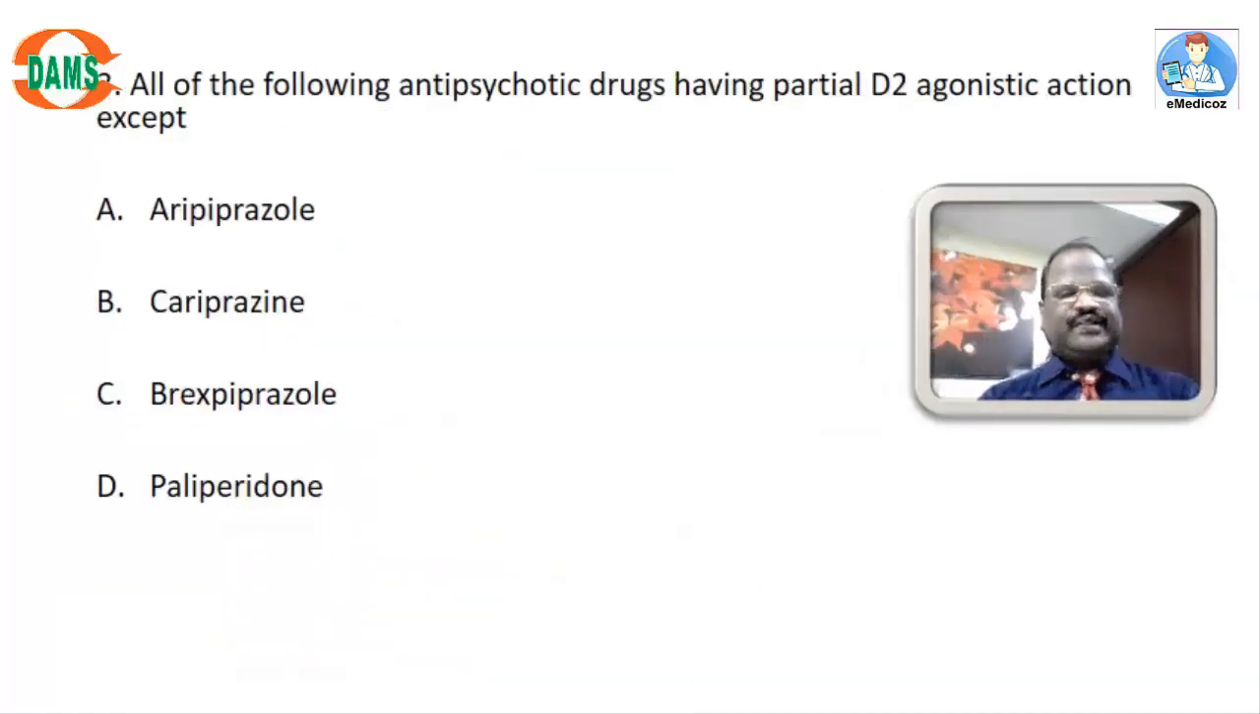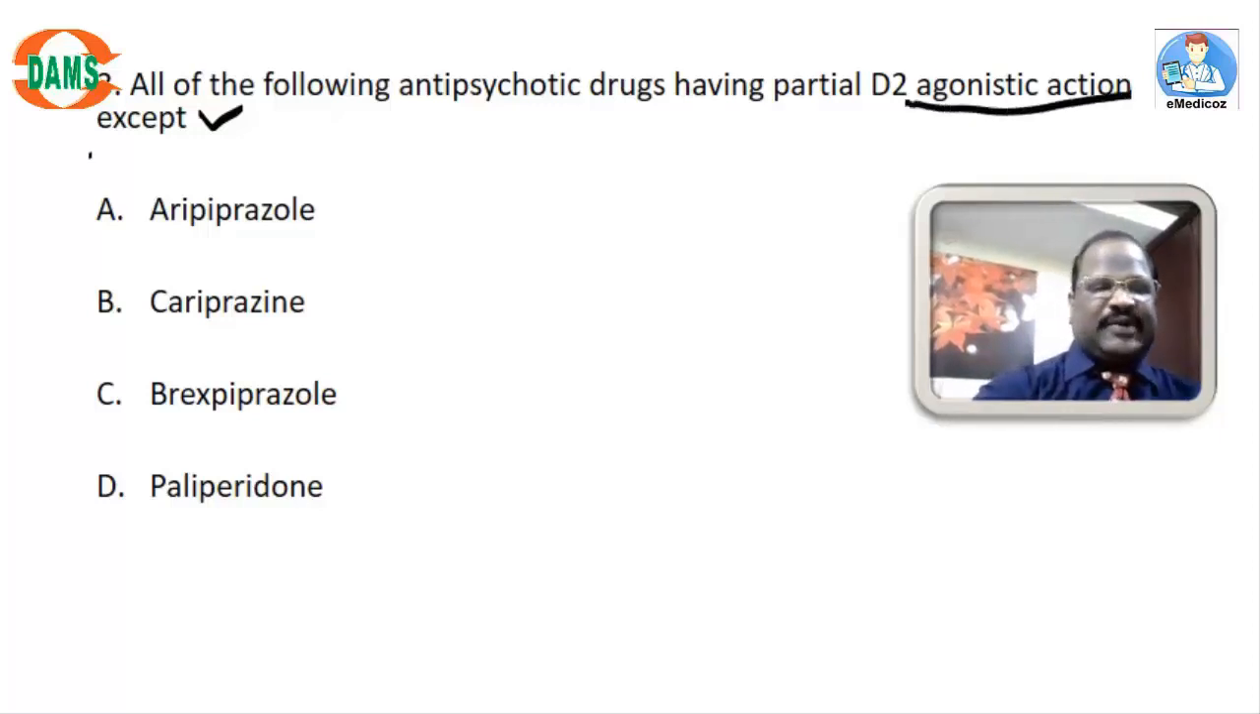Next MCQ, question number 3. All of the following antipsychotic drugs have partial D2 agonistic action except, the question is on except. Options given are aripiprazole, cariprazine, brexpiprazole, paliperidone.